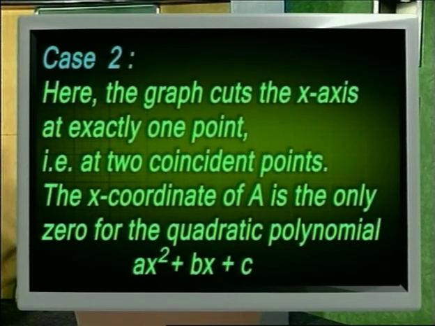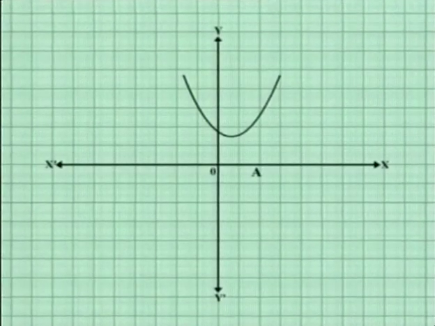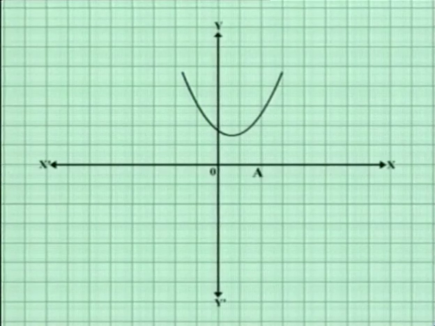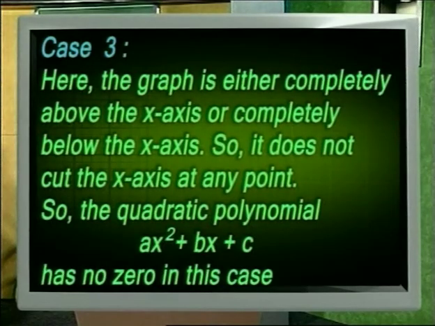The x coordinate of A is the only zero for the quadratic polynomial ax square plus bx plus c. Here in this case we can see that the parabola is completely above the x-axis and it is not touching the x-axis at any point. So, we can say that there are no zeros for this quadratic polynomial.